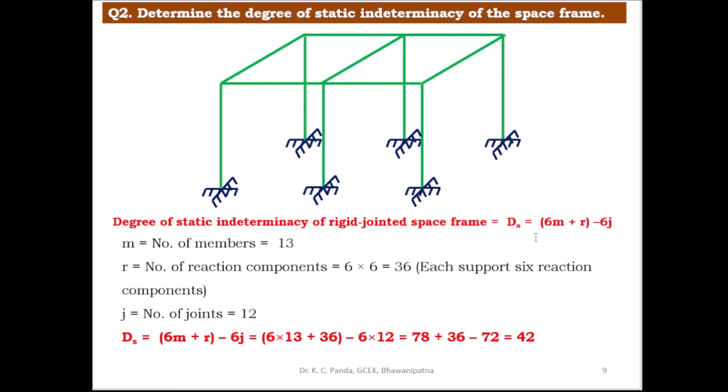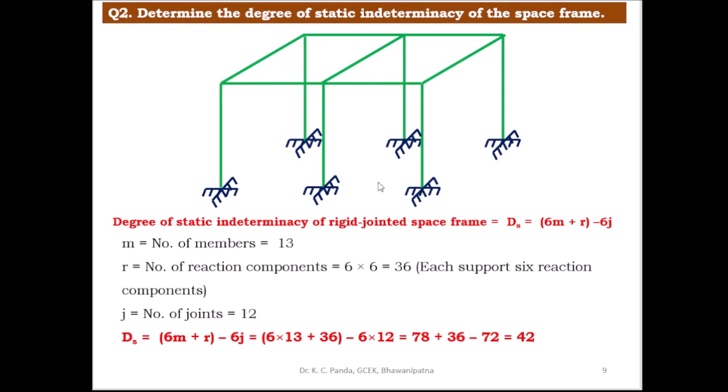The degree of static indeterminacy of a rigid jointed space frame is ds is equal to 6m plus r minus 6j. So here you put m, r and j, then you can find out the degree of static indeterminacy. So ds is equal to 6m plus r minus 6j, that is equal to 6 into 13 plus 36 minus 6 into 12, is equal to 78 plus 36 minus 72, is equal to 42. So the degree of static indeterminacy of this frame is 42.